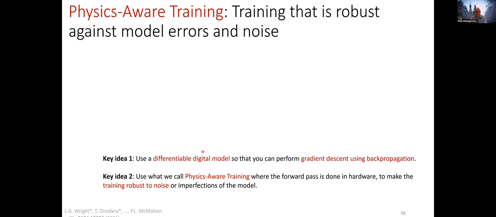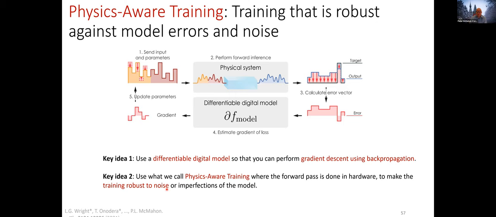So we use a procedure that we call physics-aware training, basically paying homage to quantization-aware training, which is another standard method of machine learning for dealing with this kind of problem of mismatch between the training and the inference hardware. But it also goes by names like chip in the loop. And this is something we use to make the training robust to noise or imperfections in the model.